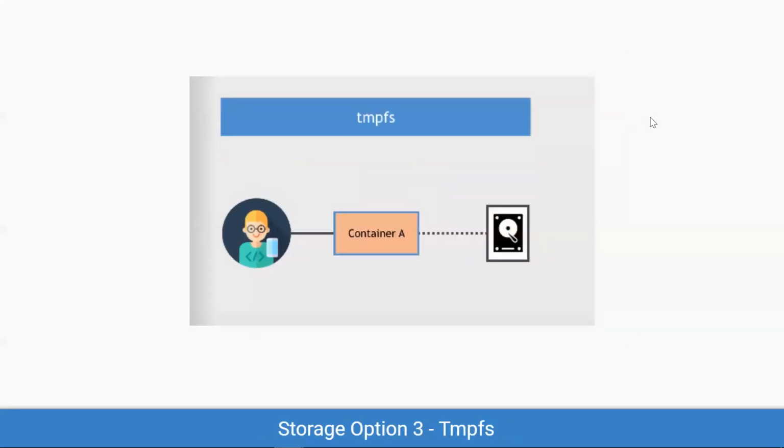Volumes and bind mounts let you share files between the host machine and the container, so that you can persist data even after the container is stopped. If you are running Docker on Linux, you have a third option, that is temporary file system mounts. When you create a container with a temporary file system mount, the container can create files outside the container's writable layer.